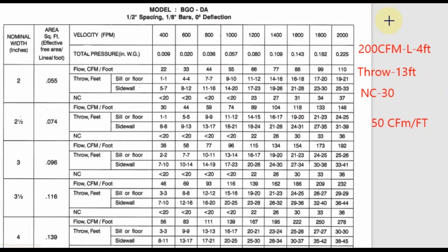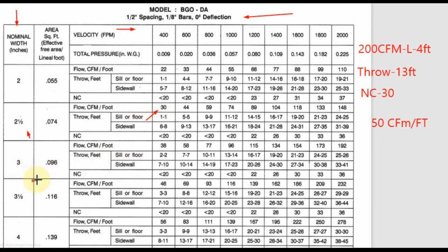This table is used to select the bar grill with 0 degree deflection. The first column is showing the grill neck size, nominal width in inches, and the row on the top is showing the neck velocity for the grill, 400 fpm, 600 fpm, 800 fpm. We will start from the first row for 2 inch neck size of the grill. CFM per feet value is 22 at 400 fpm, very less. Then we will go for the 2.5 inch size. CFM per feet value is 30, it is also less.